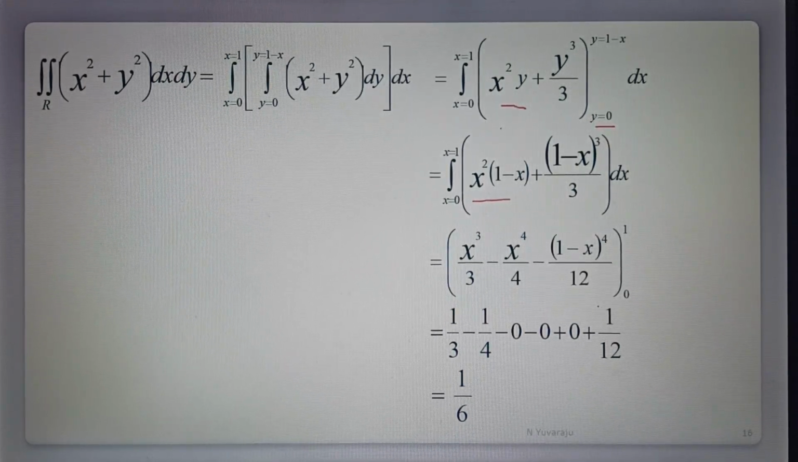So in any problem, the same procedure. When the limits are not given directly and only the region is given, in the region first of all draw the graph. In that graph, in that given region, we choose a vertical strip or horizontal strip after finding the limits. Okay, see the next example.